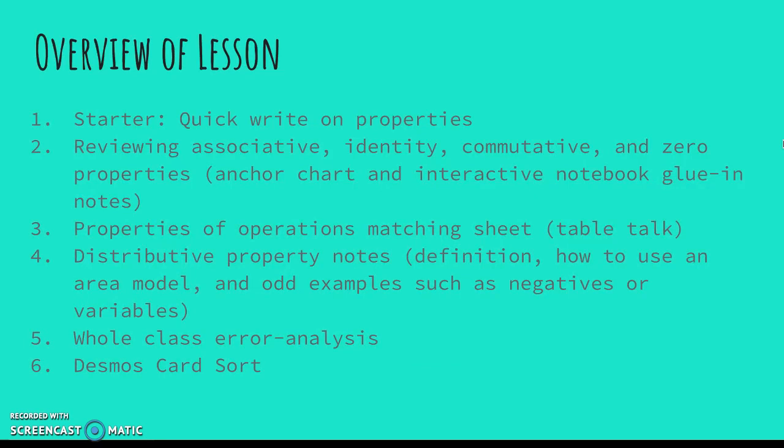So an overview of the lesson that I put together is that I had my starter, which was a very quick write on properties because they didn't remember a whole lot of them. We reviewed the 4 properties that they should have learned from 2nd through 6th grade. We talked about and practiced the properties of operations doing a matching sheet. We took notes on the distributive property. We did whole class error analysis, and then they did a Desmos card sort for a formative assessment.